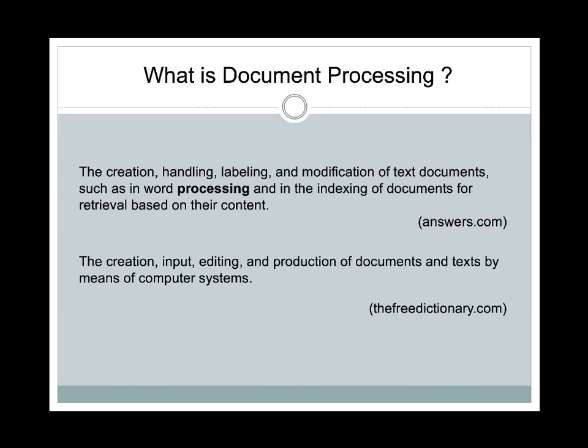So, what is document processing? It's actually the creation, handling, labeling, and modification of text documents, such as in word processing and in the indexing of documents for retrieval based on their content. Another definition is the creation, input, editing, and production of documents and text by means of computer systems. So document processing is for us to modify, alter, edit, or even search and index the document so that it can be searched again later for future usage.